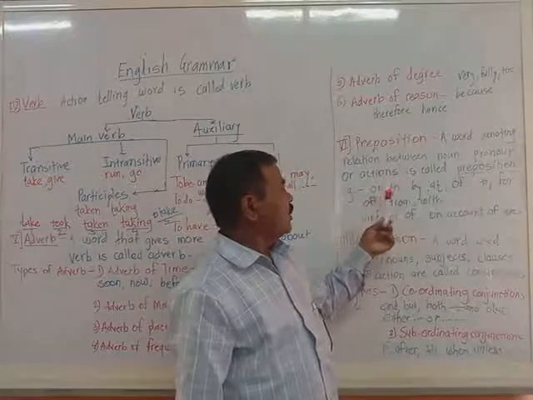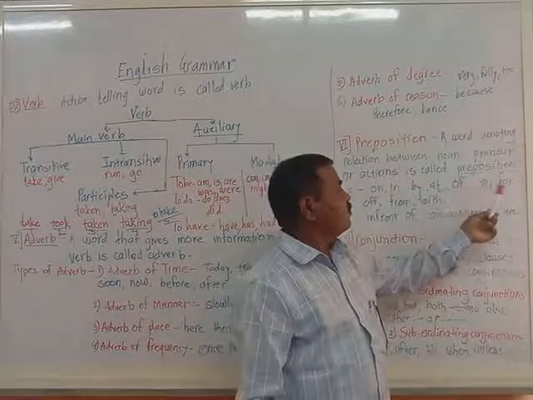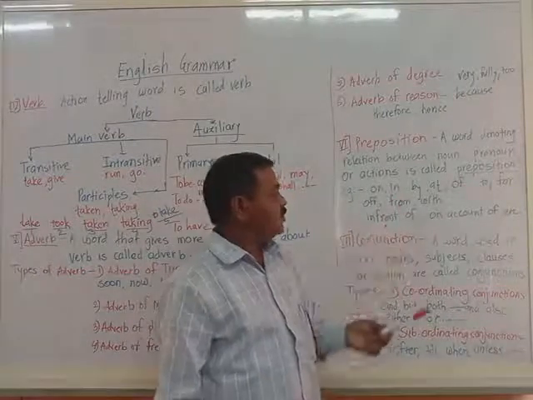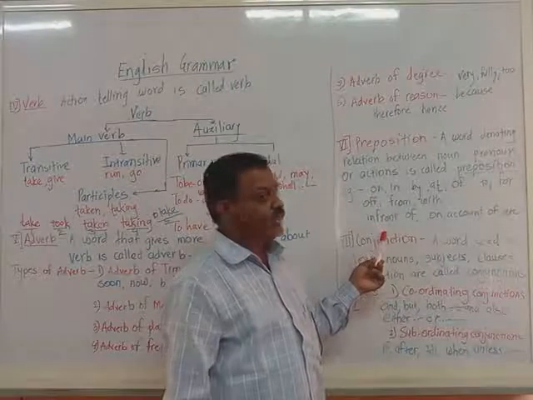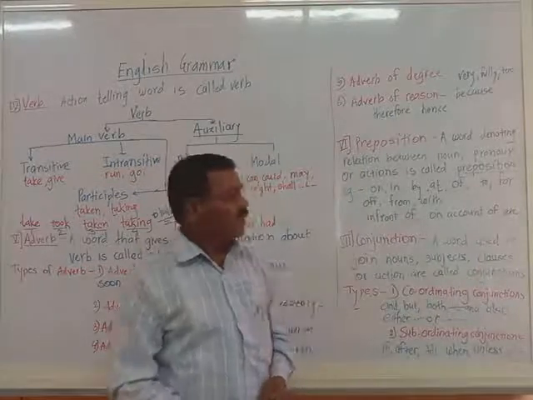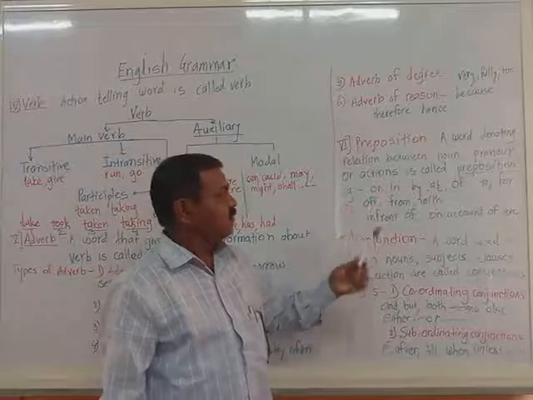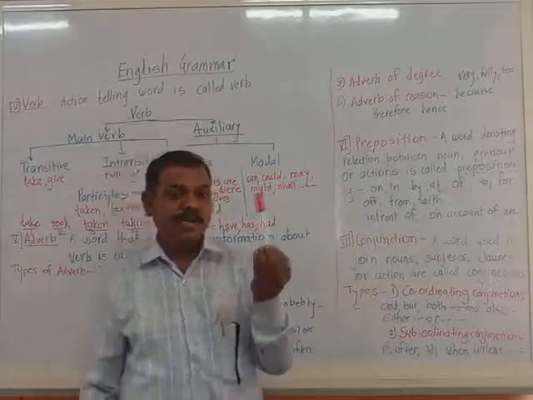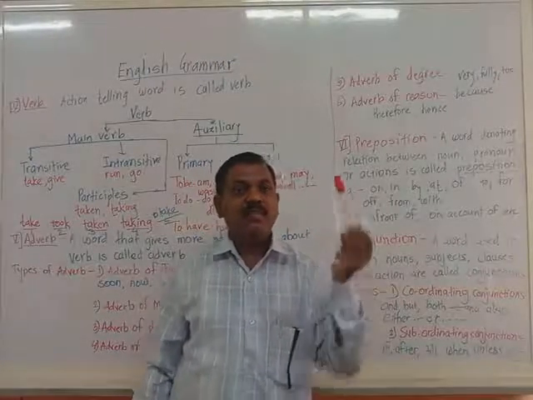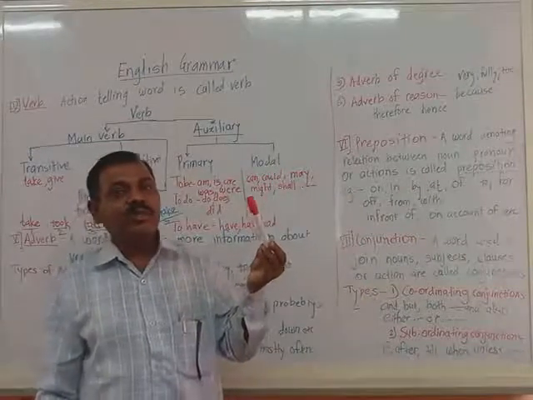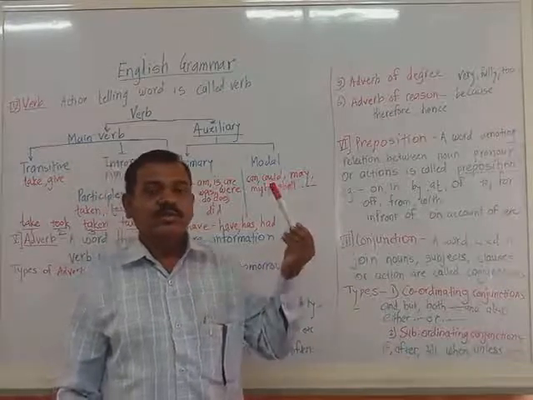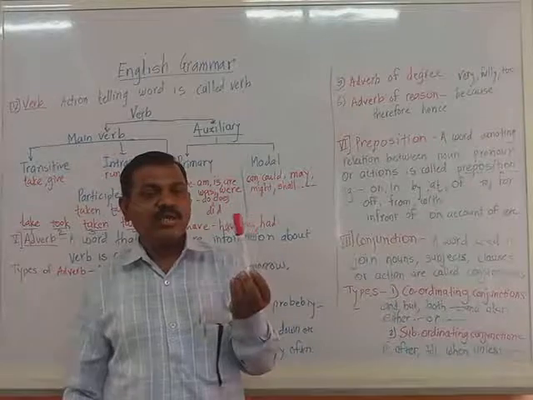Examples are given: on, in, by, at, of, to, for, from, with, like that. So these are the one-word prepositions, and there are some combined prepositions, like in front of, on account of, in place of. For example, you can say, I have a pen in my left hand. That is, we can say in left hand, in is used there. The pen, and where it is, we can say in left hand.